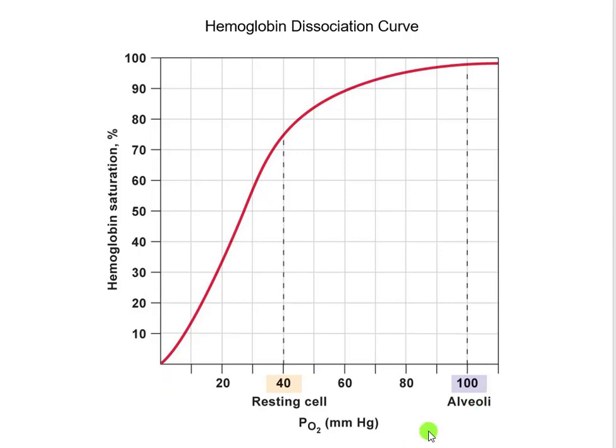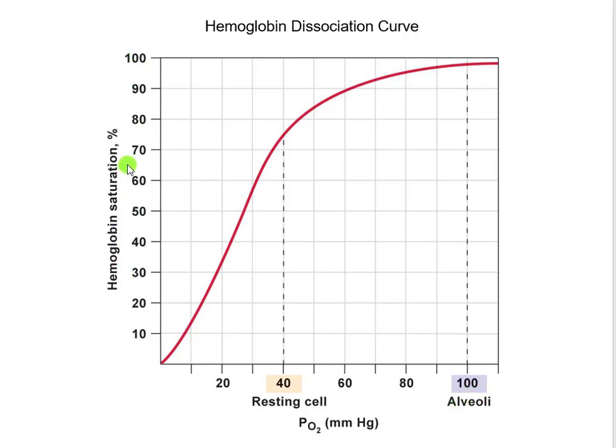You'll say, well, on the x-axis, I have PO2, partial pressure of oxygen, and I've got some numbers that I recognize. I recognize the number 40 because that's the PO2 of a resting cell. Remember, that's the tissue PO2, and I recognize the number 100 because that's the PO2 at the alveoli. Again, 100, 104. Again, we're going to just smush those together.